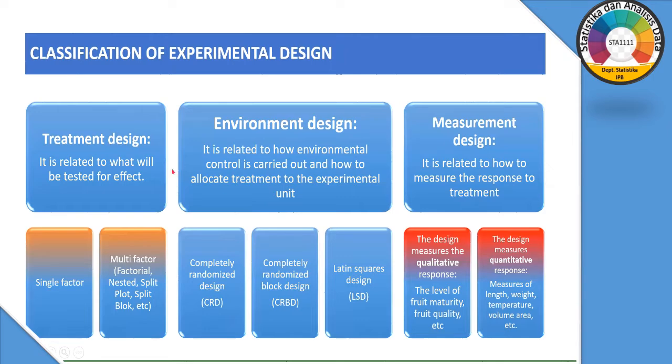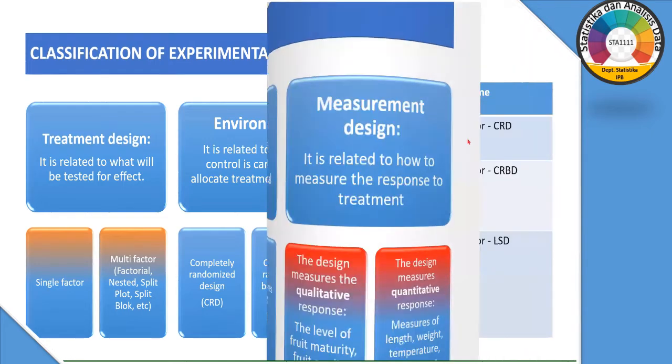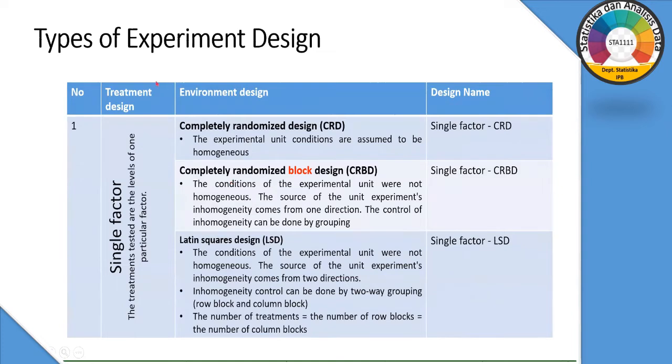So basically, in designing your experiment, you combine all of this. You need to determine what is the treatment design, you need to determine what is the environment design, and you need to determine what is the measurement design. As you can see here, the treatment design is single factor. Then what is the environment design? You can apply CRD. You can apply CRBD, there is a block here. I have explained to you before.